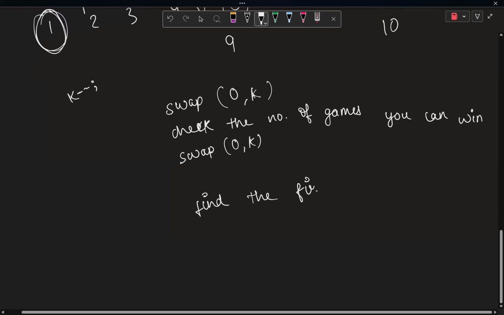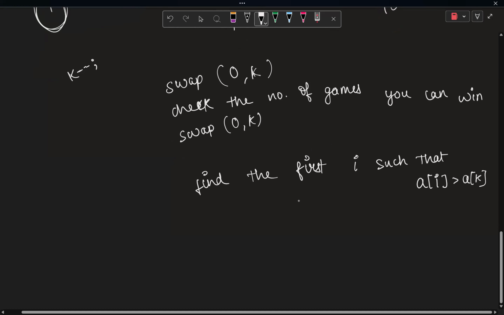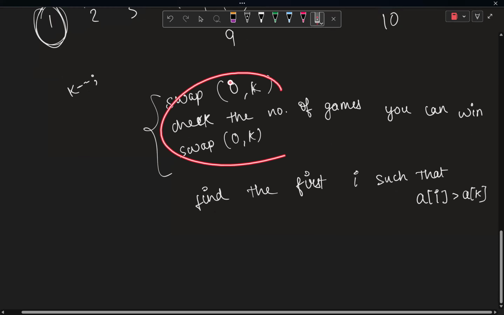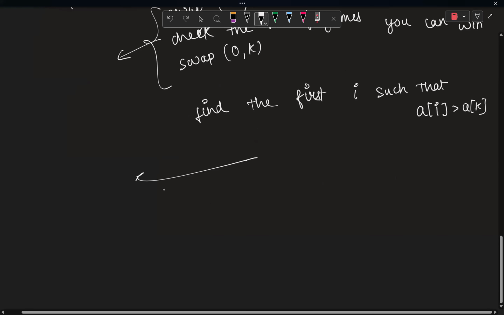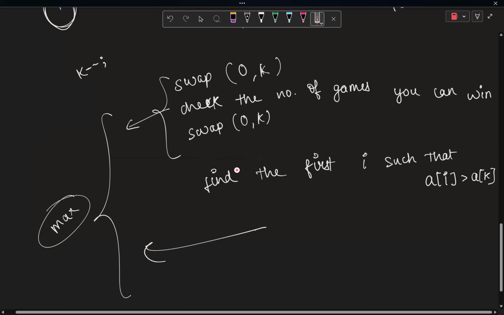So find the first i such that a of i is greater than a of k, and then repeat the exact same steps here. Just swap with that cow, check it out, and then swap back, and it will give you some answer. And from here also you will get some answer. The maximum one of them should be our answer. I hope that this makes sense.